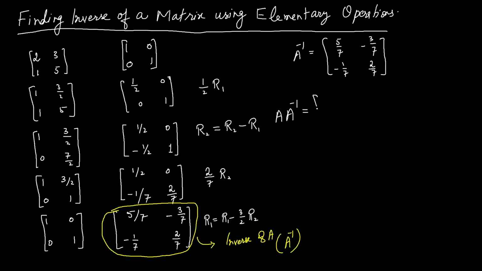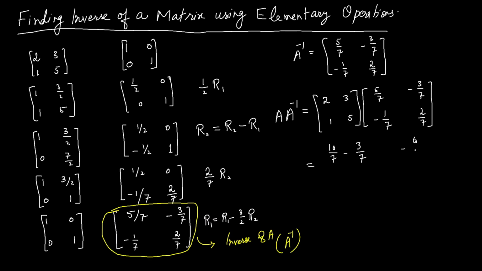We can verify this by multiplying them. Multiply both matrices: first element 10 by 7 minus 3 by 7, second element minus 6 by 7 plus 6 by 7, first element of the second row 5 by 7 minus 5 by 7, and second element of the second row minus 3 by 7 plus 10 by 7. This is equal to the identity matrix.